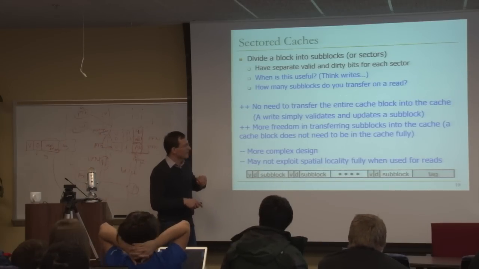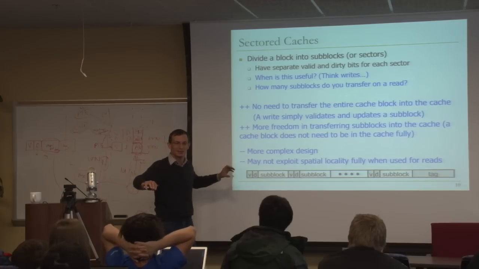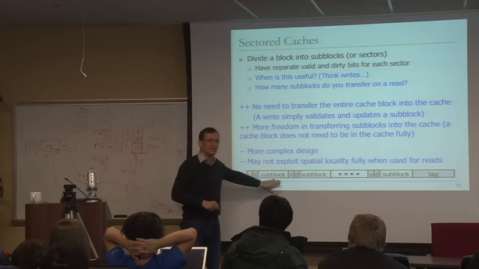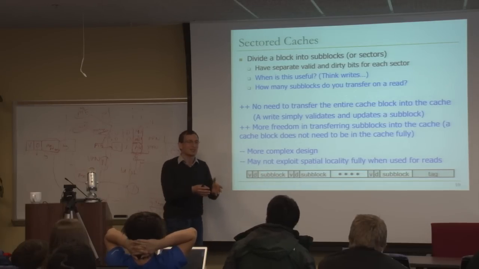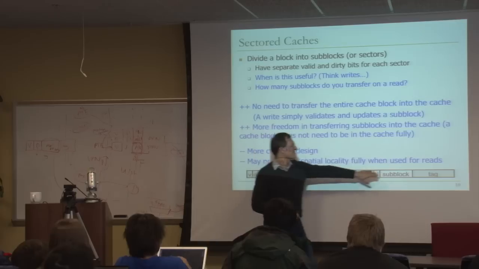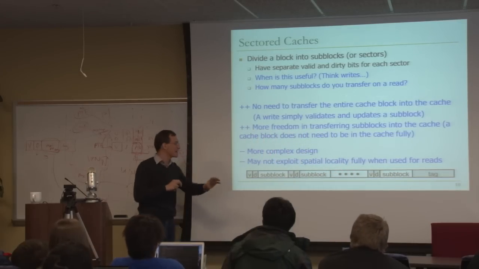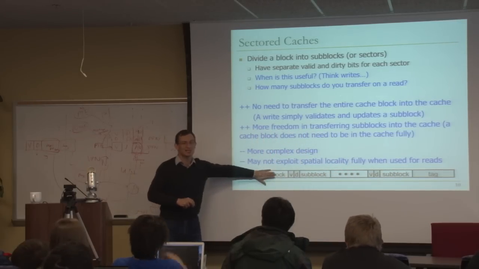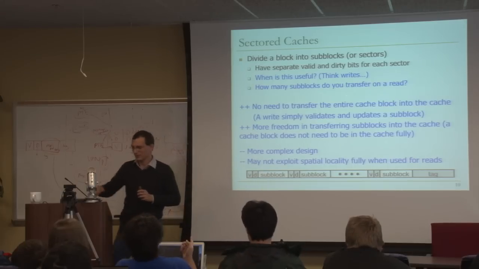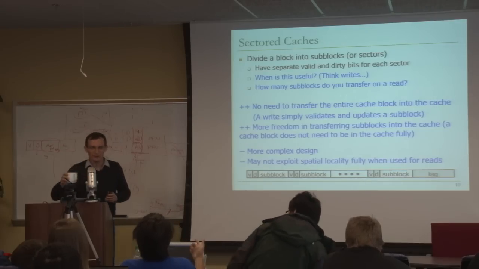The upside is now you have the tag amortized across sub-blocks. One good question would be, why not have smaller blocks? Exactly, because of the tags. Once you have smaller blocks, your tag size increases. That's the difference between a cache with smaller blocks versus a cache that has sub-blocks. Also, you can imagine this being somewhat dynamic if you make the design more complex: how many blocks you fetch.